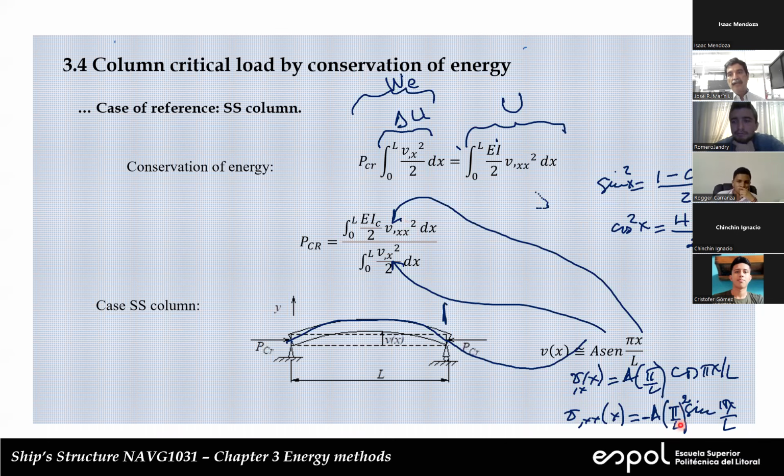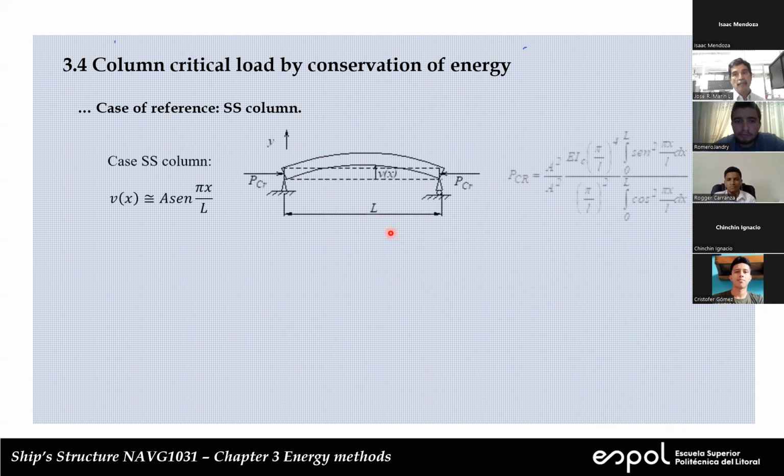So you have pi over L squared, but this is squared, so you have pi over L to the fourth. In the denominator, you have the first derivative, pi over L squared. So you cancel these two, and you're going to have pi over L squared in the numerator. And that's what you have here. Okay, you replace all of this, you cancel the amplitude, and this is what you obtain.